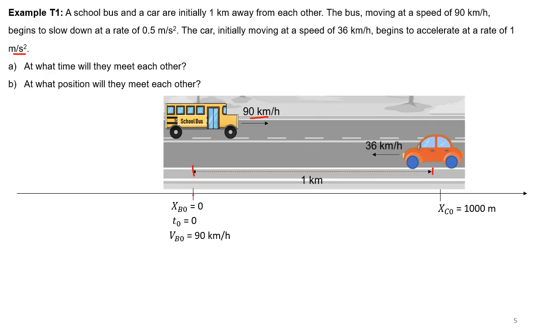So that's 1000 meters away from the origin. Now what is the initial velocity of the bus? It is 90 kilometer per hour when it is at the origin. So this we need to convert to meter per second. We know how to do it. Converting it to meter per second is 25 meter per second. And the acceleration is negative here. The bus slows down, right? So that means the acceleration of the bus is in the opposite direction.